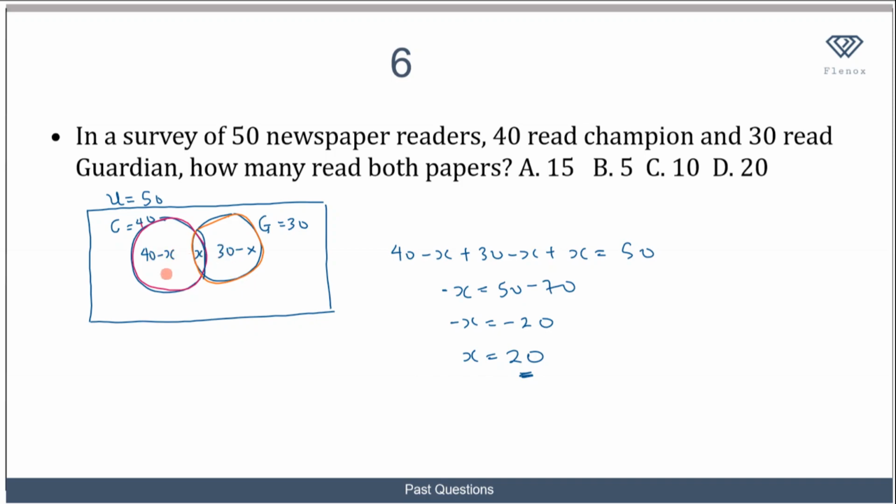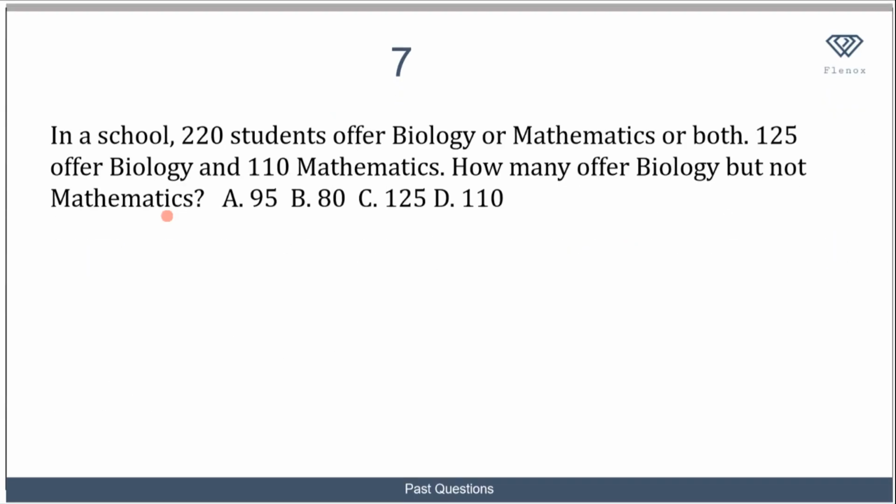Then 40 minus 20, 20 read only Guardian, and 30 minus 20, 10 people read only Champion. So the answer to this question is 20, since we are asked to calculate the number of people that read both newspapers. And now to the last question that we are going to be solving.